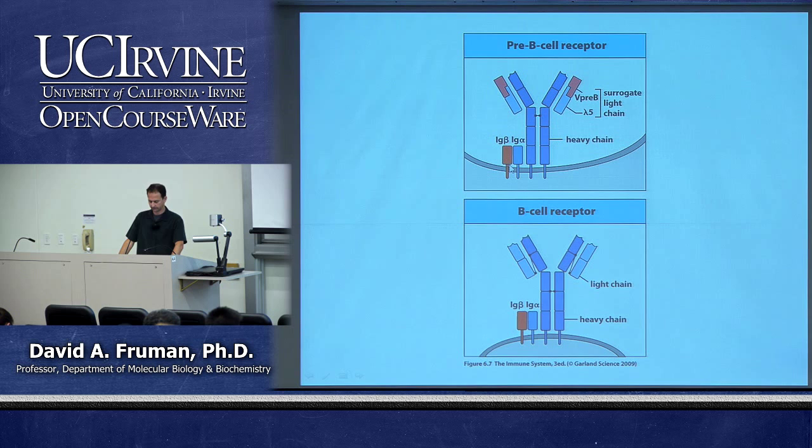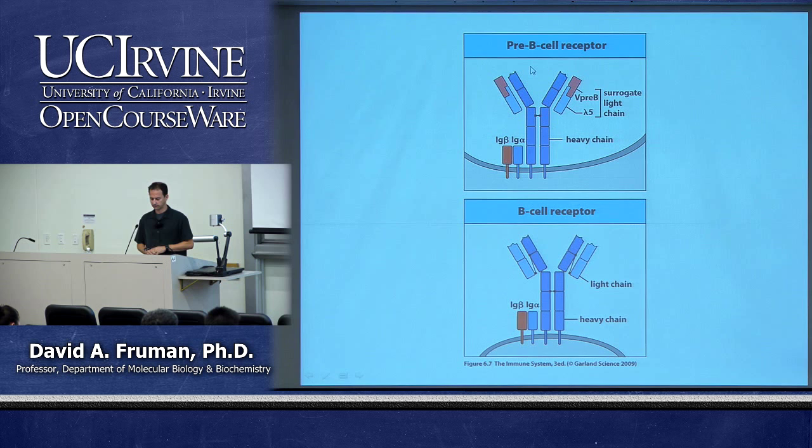Now, having this pre-B cell receptor, as it's called, with a heavy chain, surrogate light chain, and Ig-alpha/beta on the surface is really important because it sends a signal to the cell that a functional heavy chain has been produced. And that has two outcomes. One is that the cell is instructed to proliferate and divide like crazy, and you get about 100 daughter cells from one large pre-B cell that has a functional heavy chain on the surface.